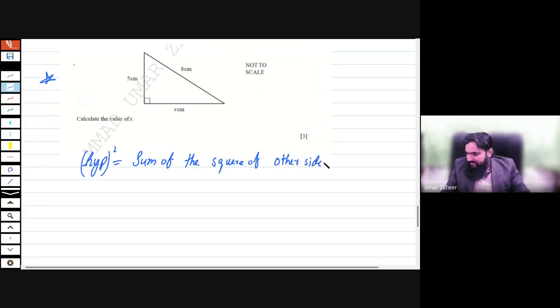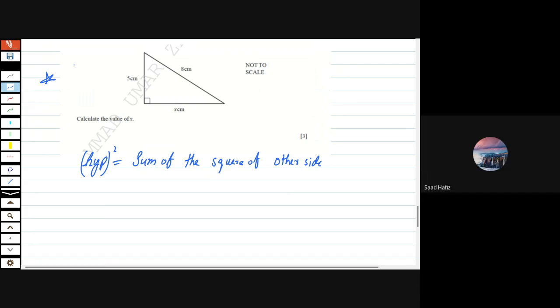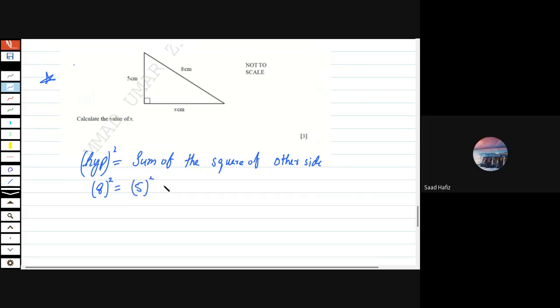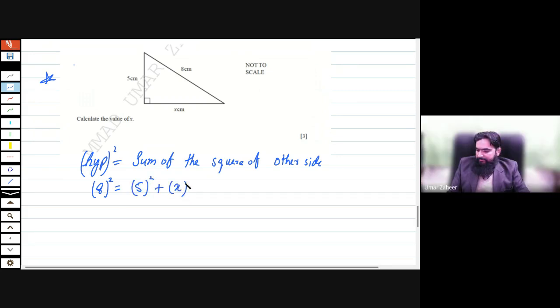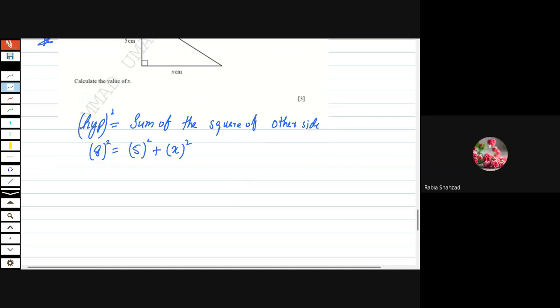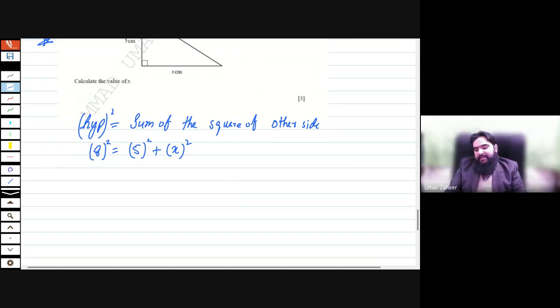Can you please tell me what the hypotenuse is here? 8 centimeters. That would be 8 square is equal to the other sides, 5 centimeters and x. So 5 square plus x square. We have to find the value of x. What will be the next step? We'll apply square root on both sides. We have to make x the subject.